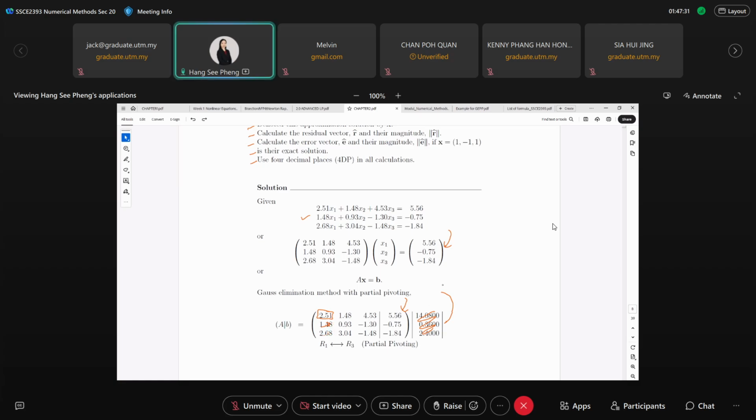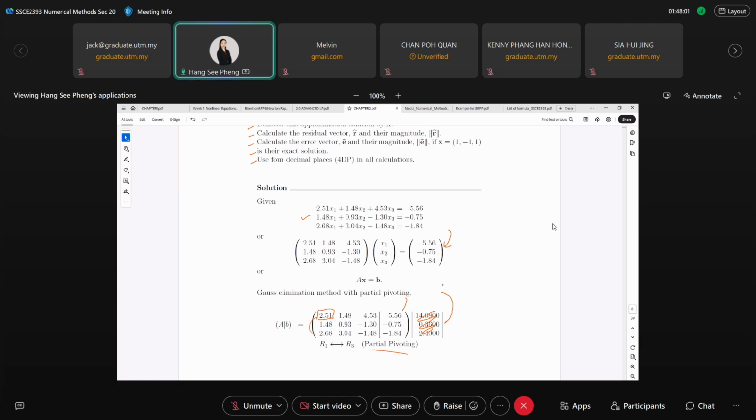But for partial pivoting, you have to make sure that this element is the largest absolute value. If it is negative, you take the absolute value. You can see this one is smaller than here: 2.68 is larger than 2.51. Now you have to perform the row interchange. That is the partial pivoting procedure.